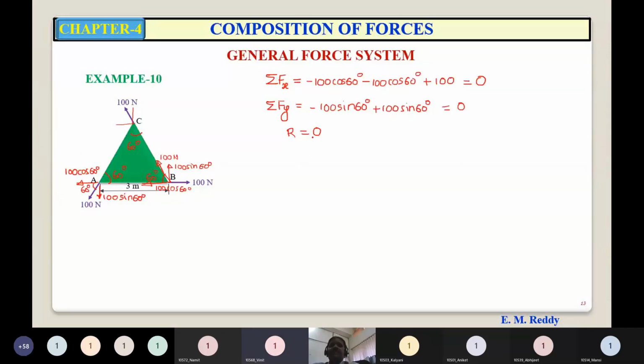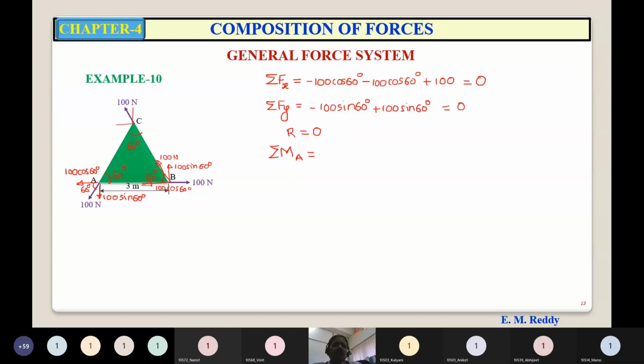Right. Being it is not a concurrent force system, you have to check for the moment also. And you are asked to find out the magnitude and direction of resultant with reference to point A. So let us take the algebraic sum of the moments of all the forces about point A. Resultant means it can be a force or moment, right? So in this particular case, the resultant force is 0. You have to check for the moment also.